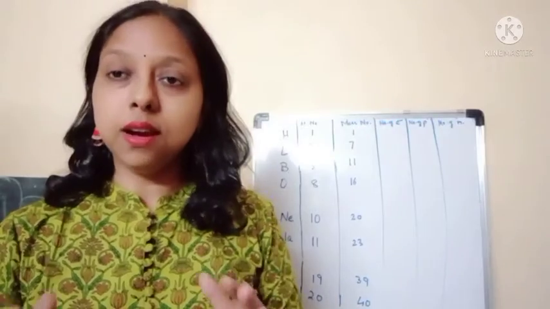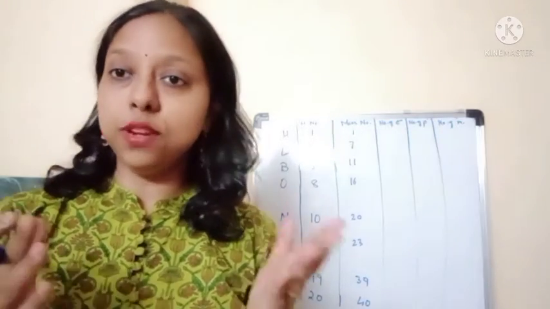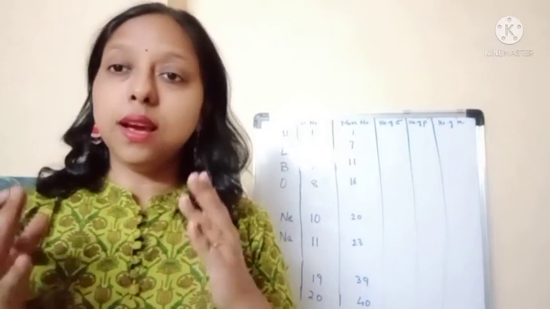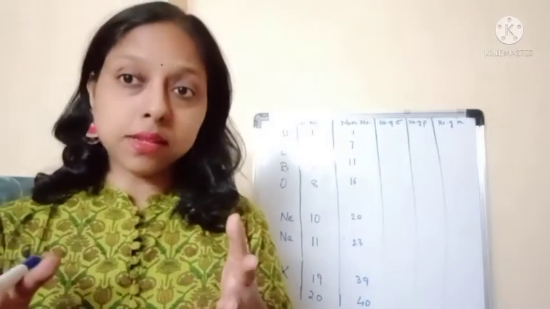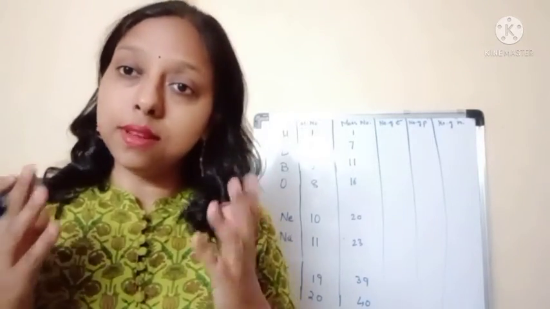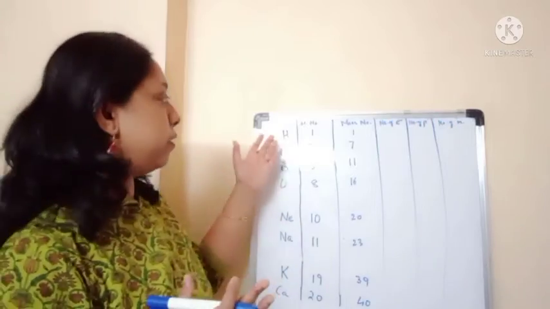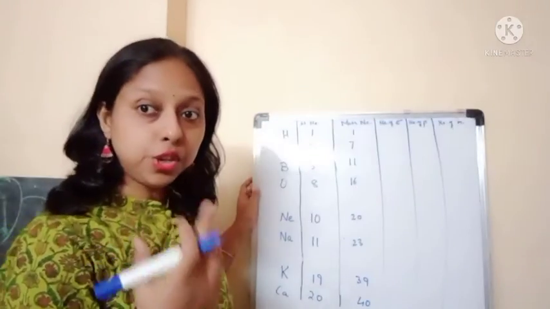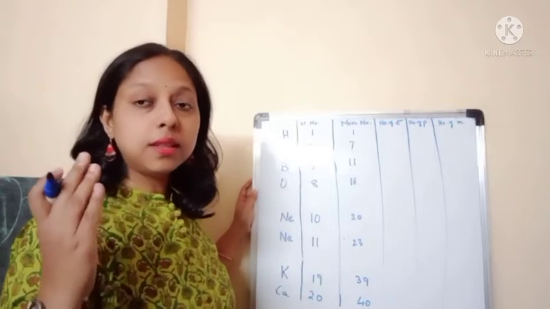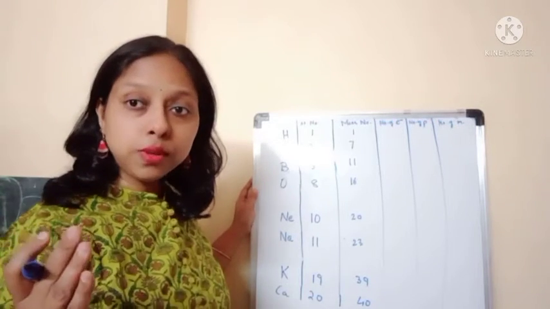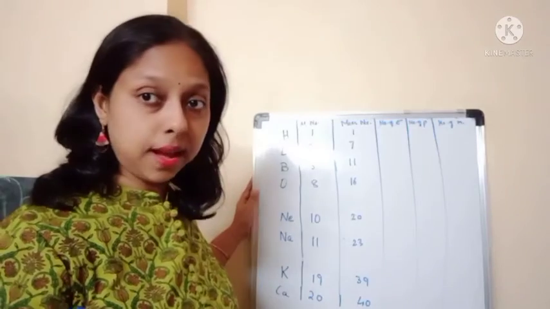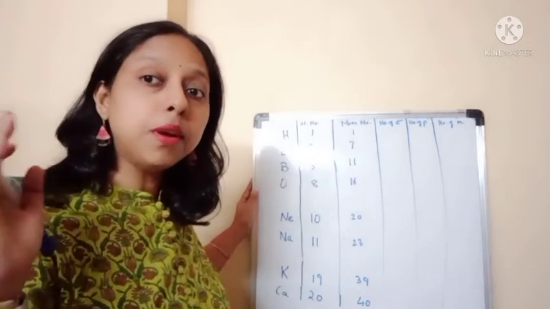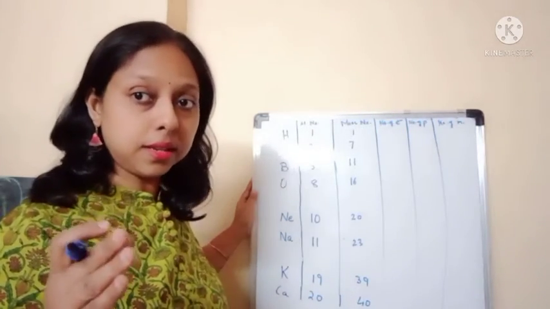Next we will learn how to find out the number of electrons, the number of protons and the number of neutrons from their mass number and from their atomic number. So here, hydrogen's atomic number is 1. As I have already told, the atomic number is equal to the number of protons in the atom. Remember that it is the number of protons in that atom.